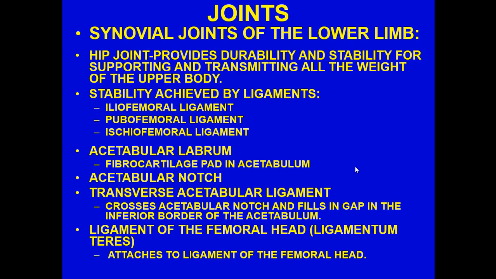The stability is achieved by these three ligaments: iliofemoral, pubofemoral, and ischiofemoral ligament. The acetabular labrum is a fibrocartilage pad in the acetabulum. Of course, you have the acetabular notch. You have the transverse acetabular ligament, which crosses the acetabular notch and fills in the gap in the inferior border of the acetabulum. The ligament of the femoral head, which is called the ligamentum teres, attaches to the femoral head.